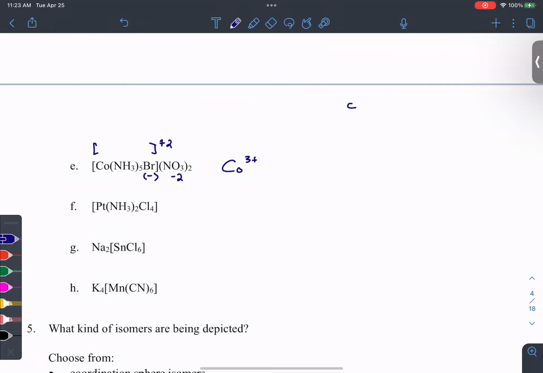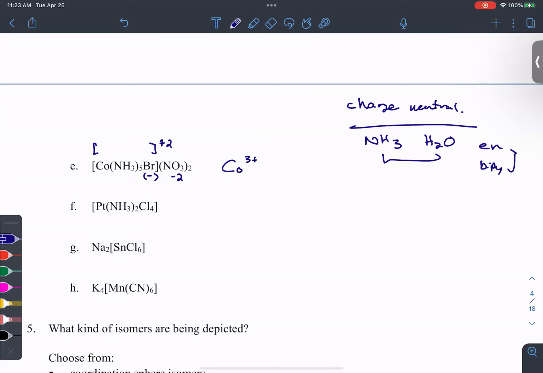What are other charge neutral ligands? So we have ammonia is a common one. Water is also a common one. I guess ethylene diamine, bipy. I can't think of any others. Yeah, so those are charge neutral ligands. These two are monodentate, these two are bidentate, and then other charged ligands.